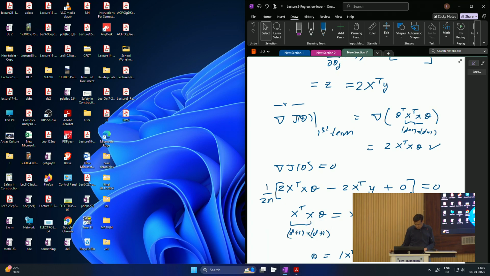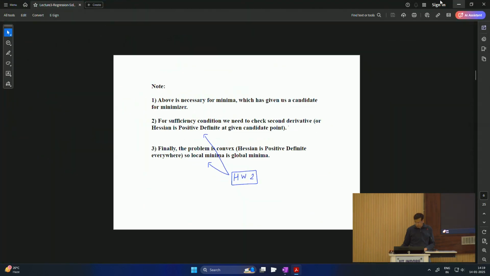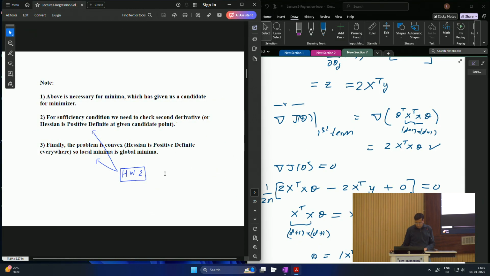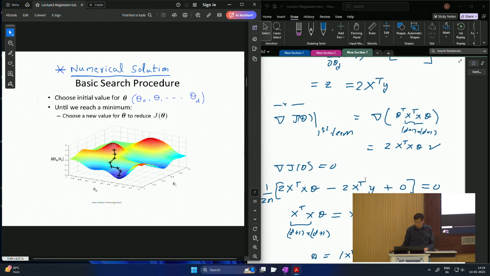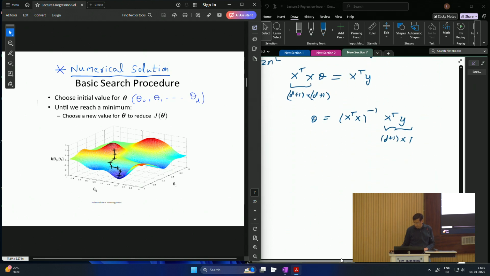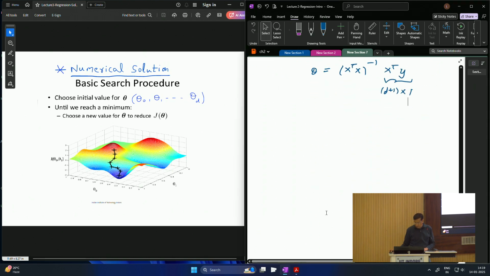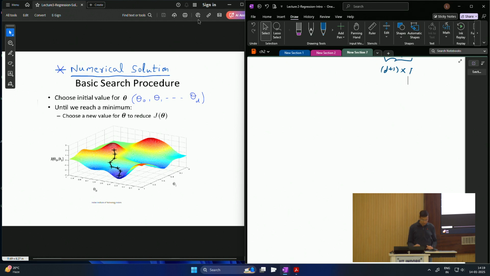Okay, so the browser closed, we'll open it again. This is what homework 2 will go over again. Now let's look at the numerical solution. So this is the second part.